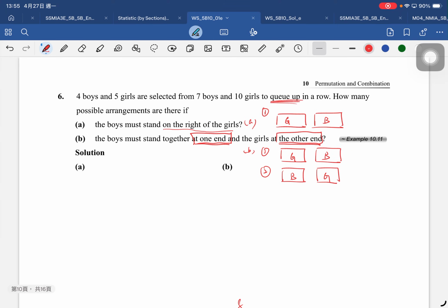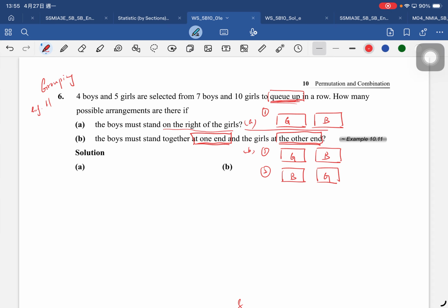Next question. Last lesson I told you how to do it, but you should show me the steps. This question is about grouping. I suggest that you refer to the example. You can mark it in your textbook. That means example 10.11. 4 boys and 5 girls are selected from 7 boys and 10 girls to queue up. Once you queue up, it means arranging them. Please remember such wording, it means arrangement, that is, order arrangement. In how many possible arrangements are there if all boys must stand on the right of girls?